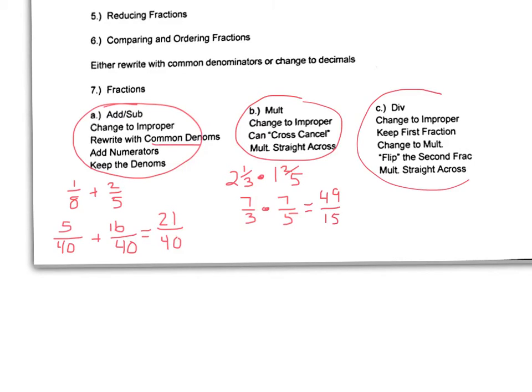And finally, division. You have to change it to improper first. So if I do 2 1/3 divided by 1 2/5, I change them to improper. 7/3 divided by 7/5. I keep the first fraction, I change it to times, and I flip the second fraction. Once it's multiplication, I can cross cancel. That's 1 on the top, 1 on the bottom. And then I multiply straight across. And you get 5/3.